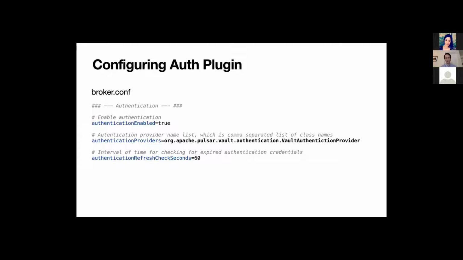So once I've built my custom Vault plugin, I need to configure the broker to use that plugin. There's a section in the broker conf called authentication, and there's a setting for the authentication provider that can take one or many providers. In this example, we're just going to use one, the Vault provider.